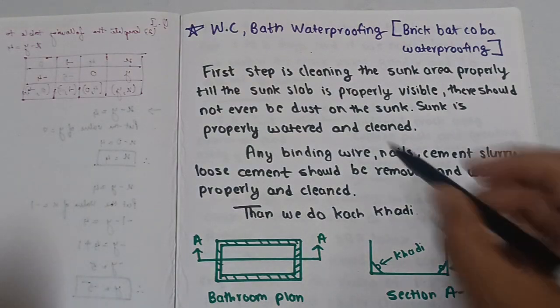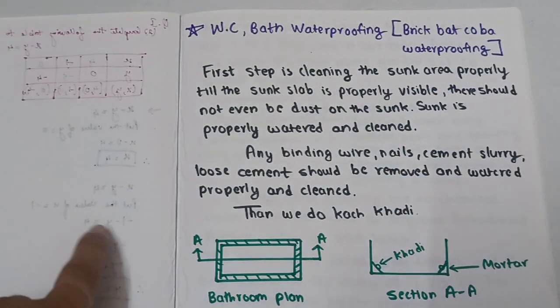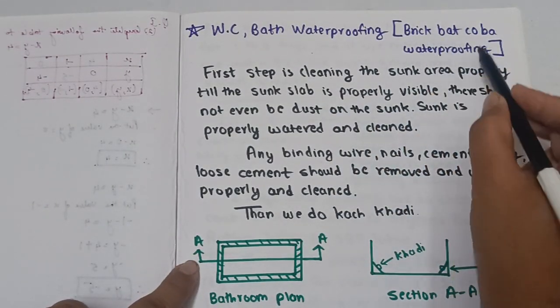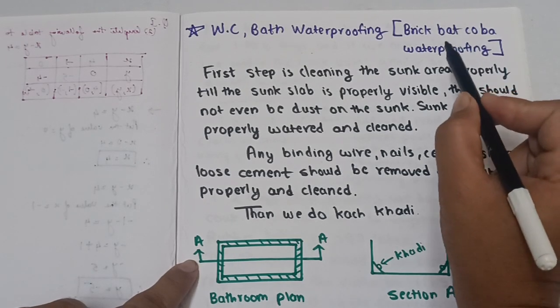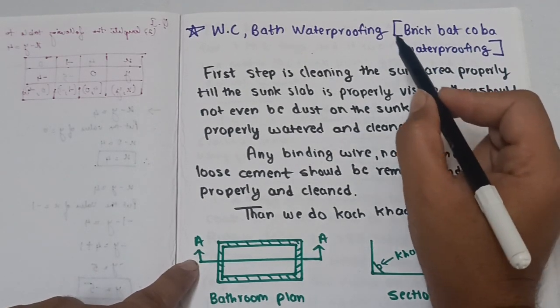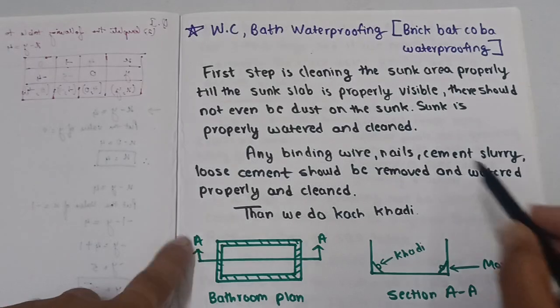Today we will see WC and bath waterproofing. The method used is brick bat coba waterproofing. This is one of the types of waterproofing used for WC and bath waterproofing.